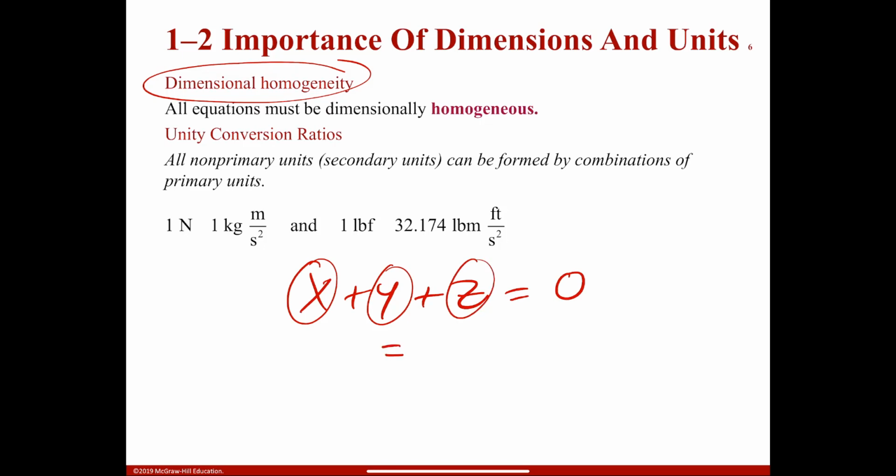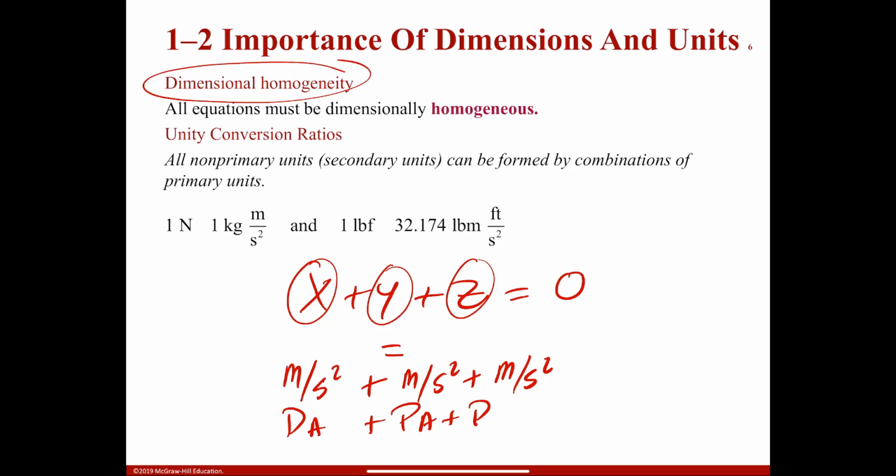So if you're working with, let's just call it meters per second square for x, then y has to be meters per second square, and z has to be meters per second square. Oh, professor, what about if it's pascals? Well, the same thing. It has to be pascals plus pascals plus pascals in order to get your pascals, okay?